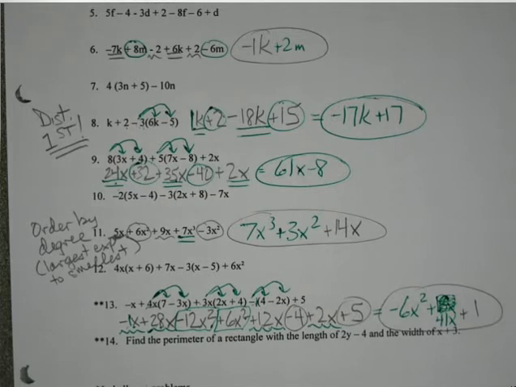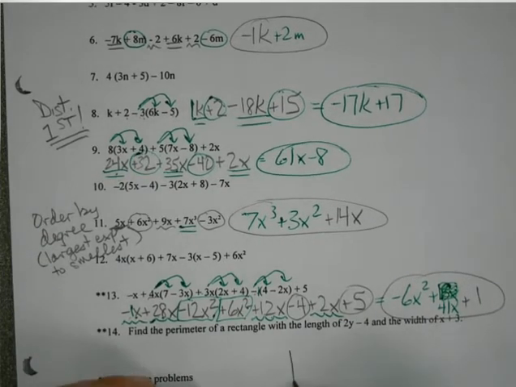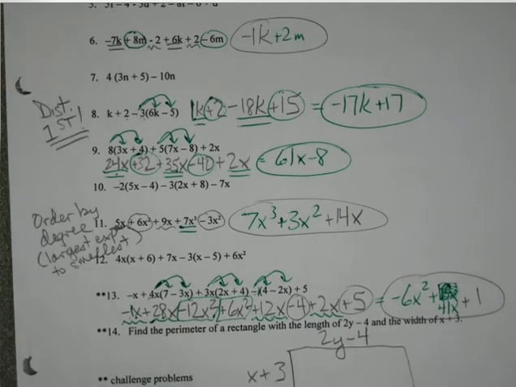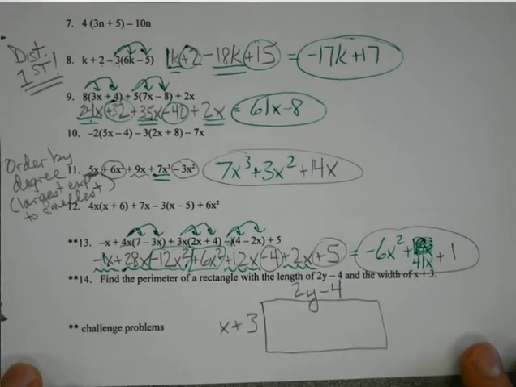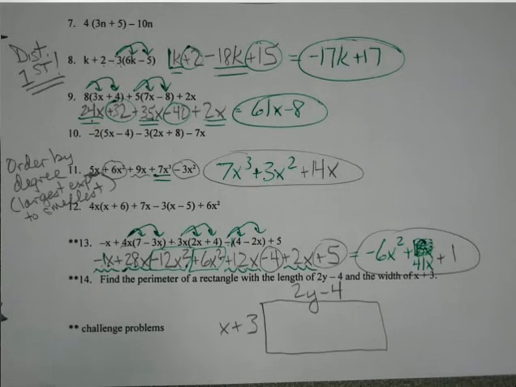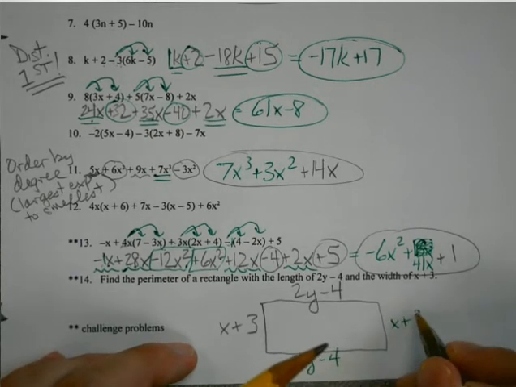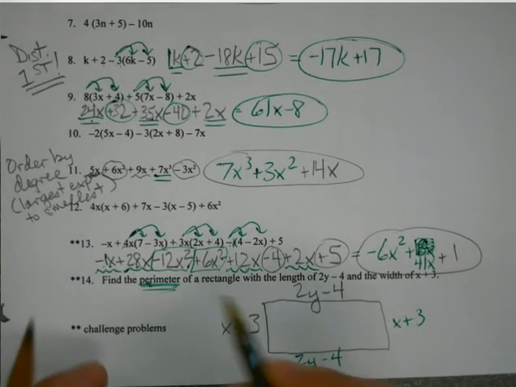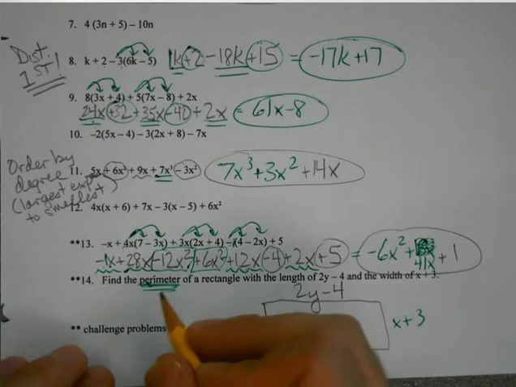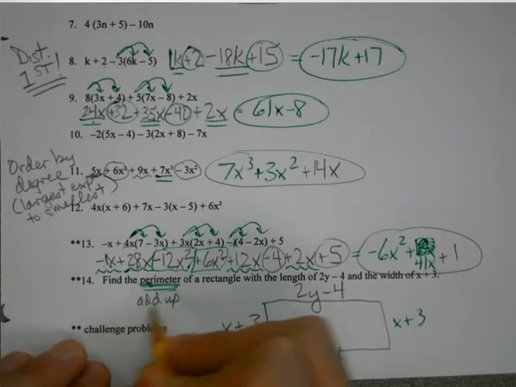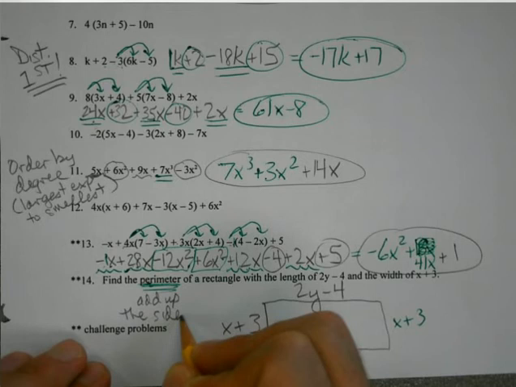Okay. Last one with the challenge problems. Find the perimeter of a rectangle. Whenever they give me something I can draw, I like to draw it. A length of 2y minus 4 and a width of x plus 3. Now what do I know, besides the fact that I need my rectangle to actually show up, what do we know about rectangles? What do we know about their sides? The opposite sides are the same. So we've got that. And then what's perimeter of something going to be? That's going to be when we add up all the sides.